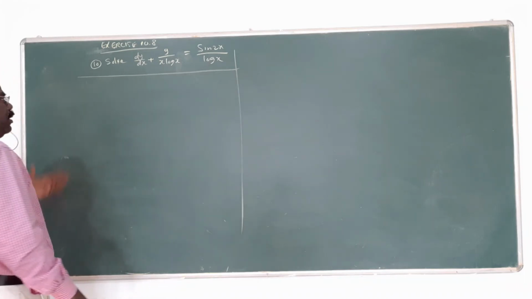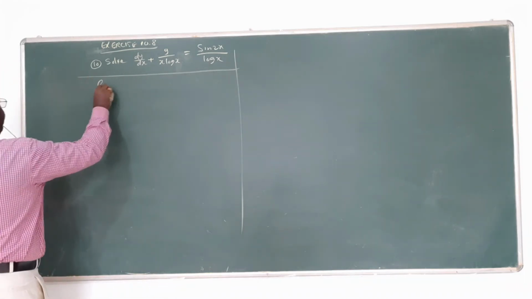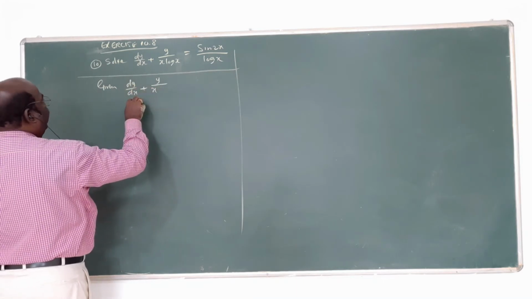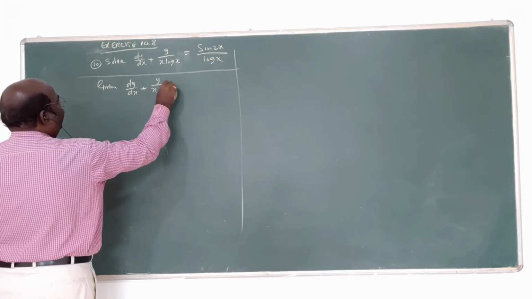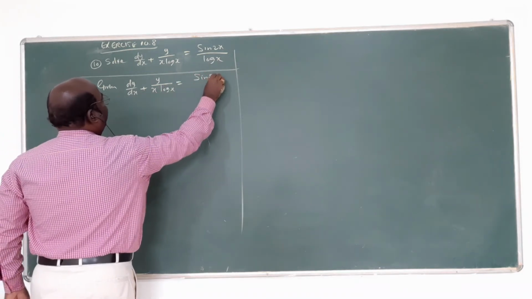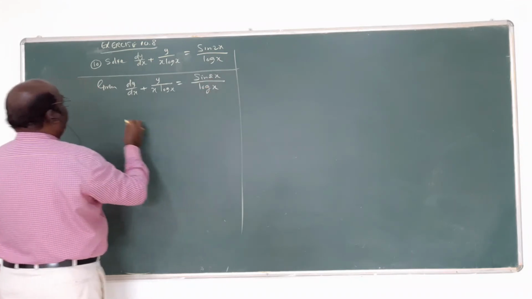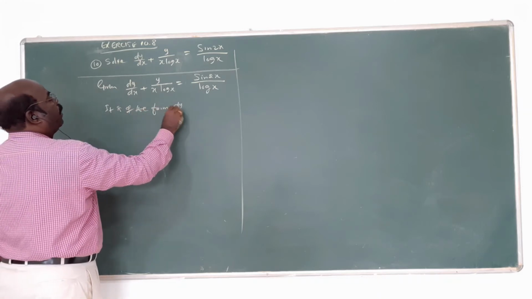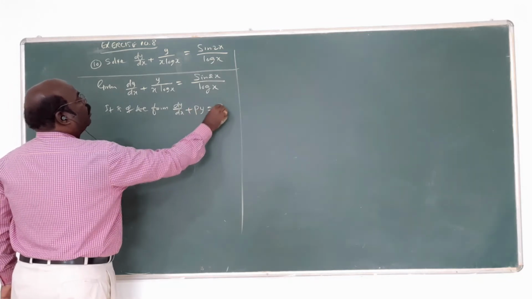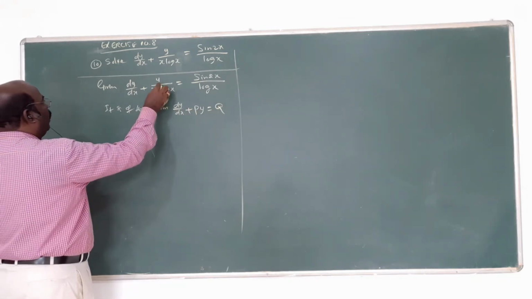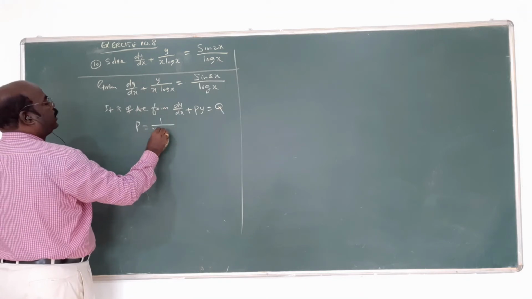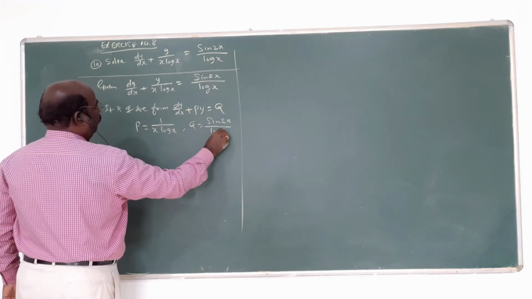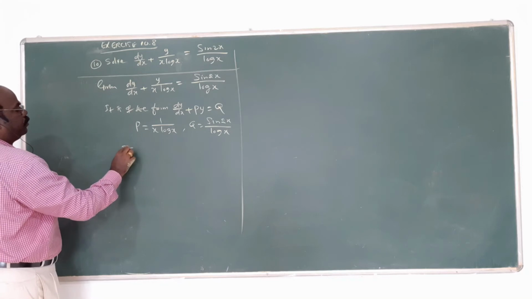Now exercise 10.8, the same exercise, 10th problem. The given question is of the form dy/dx + y/(x log x) = sin 2x / log x. It is of the form dy/dx + Py = Q. P is the coefficient of y, which is 1/(x log x). Q is sin 2x divided by log x. Now we want the IF.